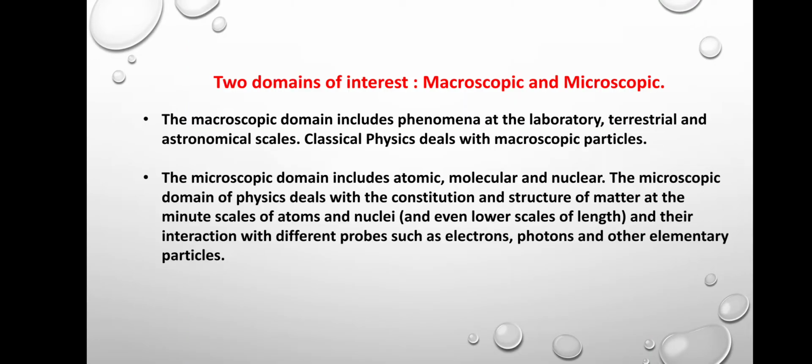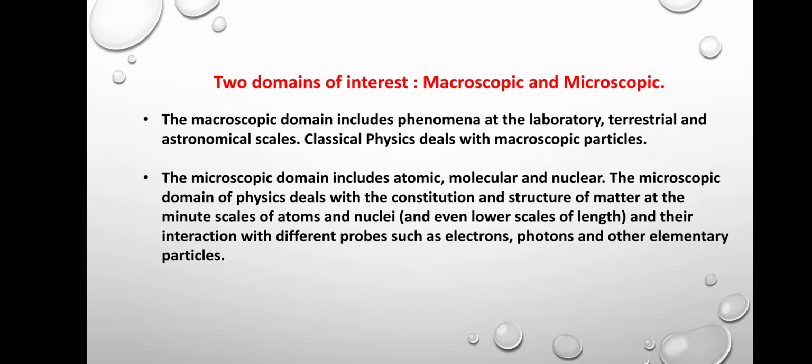So there are two domains of interest called macroscopic and microscopic. The macroscopic domain includes phenomena at the laboratory scale. Everything that you use in labs is measured either in centimeters or millimeters, right? Milligrams, centigrams, grams, correct? So all these are measurable quantities, along with terrestrial and astronomical scales. The astronomical scales are large units, right? All these come under classical physics. Classical physics is nothing but a branch of physics which deals with macroscopic particles.